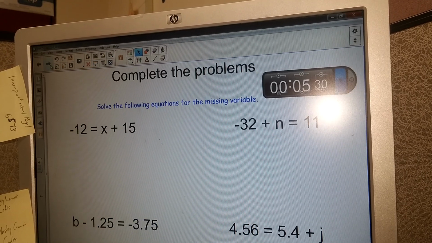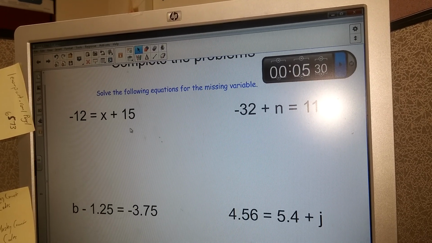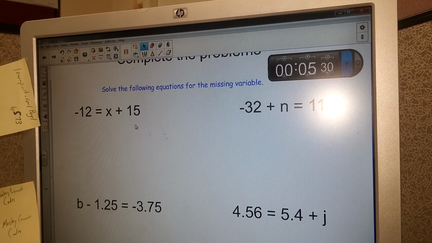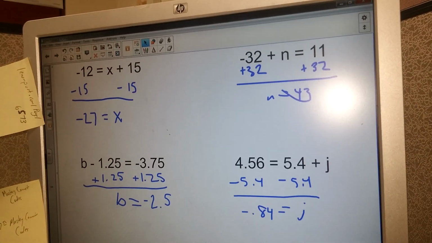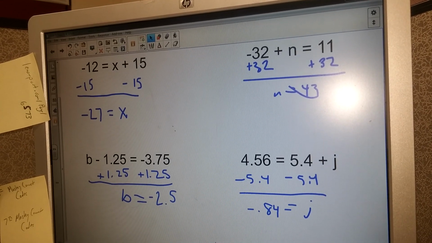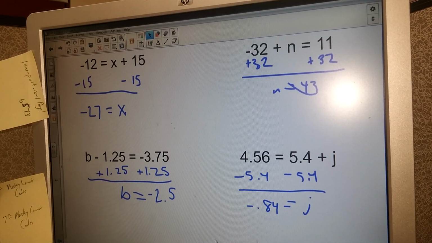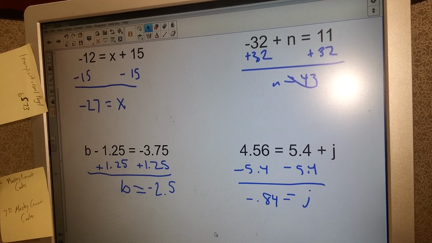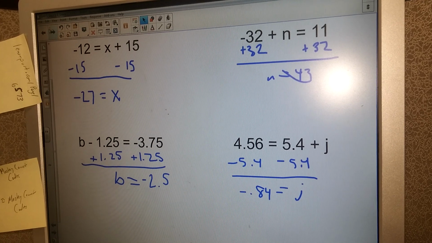All right, on the next slide here, you have 4 problems to do. Pause the tape. Complete the problems. It should take you around 6 minutes. Okay, here's the solutions. The first one, negative 27 is the same as x. Top right, n is the same as 43, b is the same as negative 2.5, and j is negative 0.84.